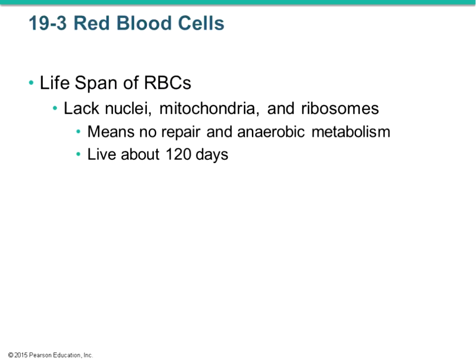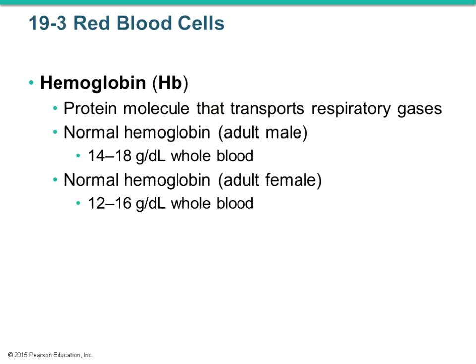Lifespan of red blood cells. There's no nuclei or mitochondria or ribosomes, any of that stuff that you typically see in normal, garden variety cells. So no repair. And it's going to use anaerobic metabolism, right, because there's no mitochondria. So they're going to live about 120 days, and they go through this life cycle where they're recycled. Once their lifespan is ended, the body has the ability to recycle and reuse certain components, okay? And we'll talk about that in a minute.